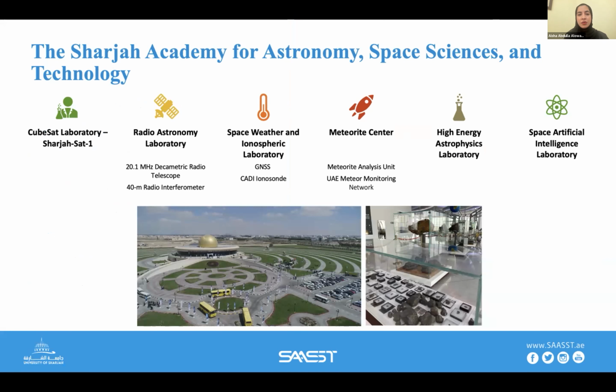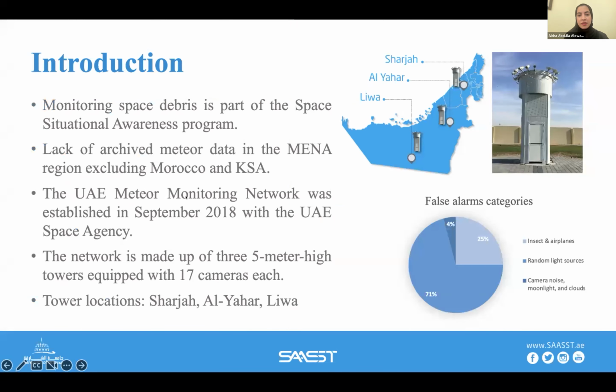Now, coming to monitoring meteors, monitoring them is part of the Space Situational Awareness Program, and we need to know what is happening in the UAE sky. Also, there is a lack of archived meteor data in the MENA region, excluding data coming from Morocco and Saudi Arabia, as far as we know. So that is why we established the UAE Meteor Monitoring Network with the UAE Space Agency in September 2018.